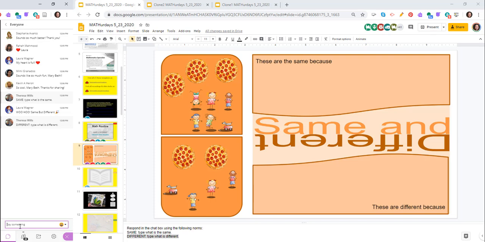What do you notice that is the same, and what do you notice that is different about these two pictures?